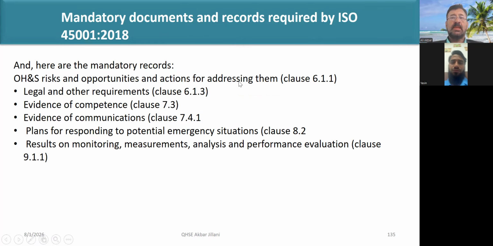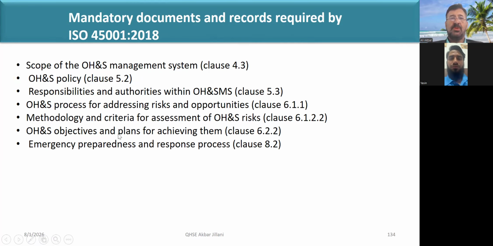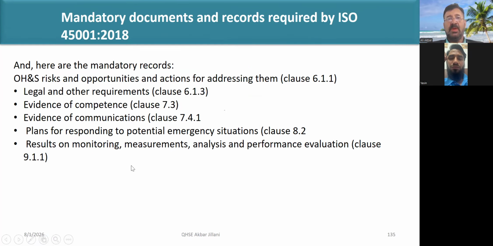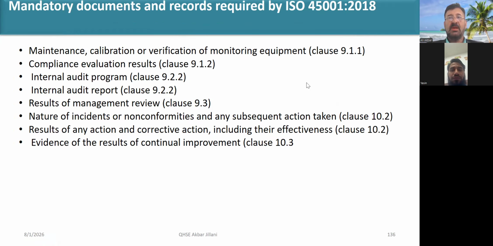Now, OHS risk, like they will have the objective, and the emergency plan will be based on this. Legal requirement, evidence of competence, evidence of communication, and the plan for a potential emergency situation will be based on this. Now we are coming to the maintenance of calibration, means if you have some equipment and their calibration, for the quality purpose and also for the health and safety.